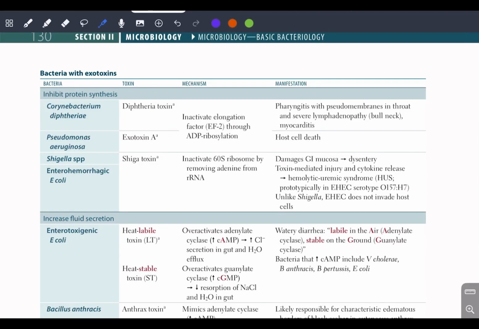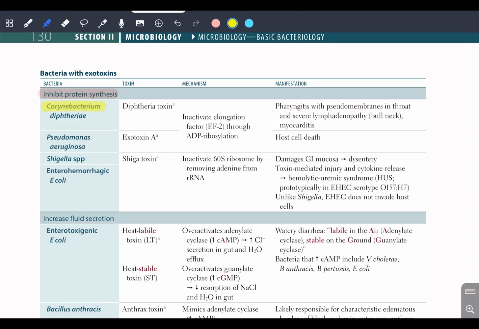So today we'll talk about bacteria with exotoxins. We have different types of bacteria that produce different types of toxin, and these toxins have different types of mechanism. So let's start. First of all, we have a type of toxin that inhibits protein synthesis. Now, different examples include these.